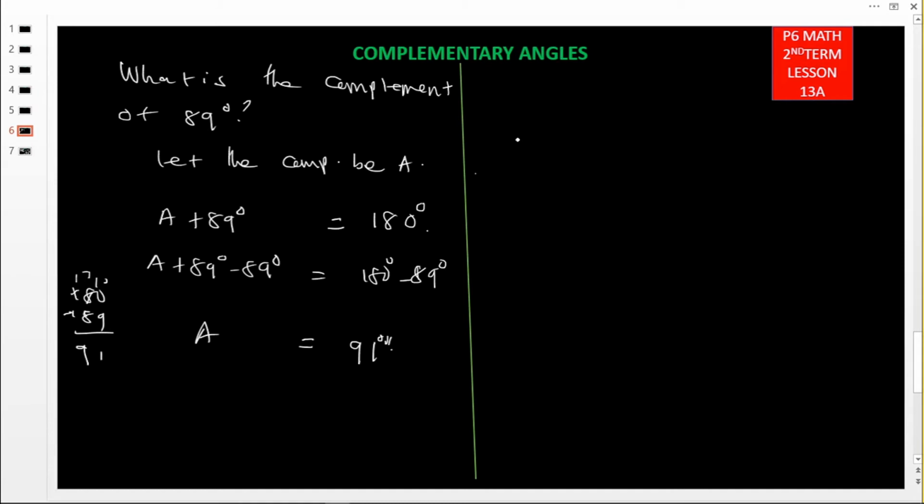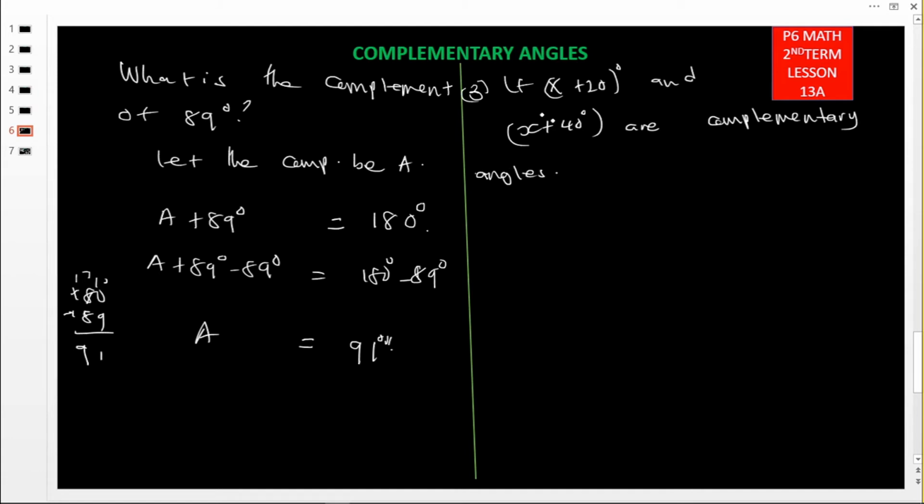So let us also get to know this one. Example 3 is saying, if x plus 20 degrees and x plus 40 degrees are complementary angles, so the keyword is complementary angles. Find x and then the size of the angles.